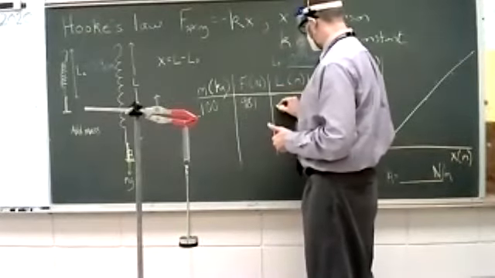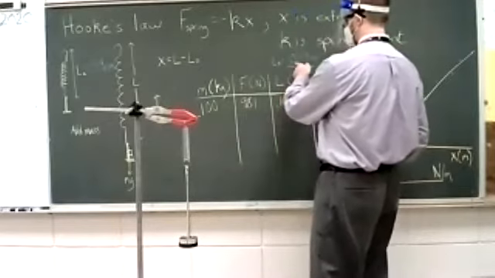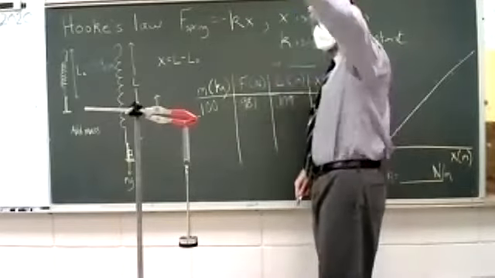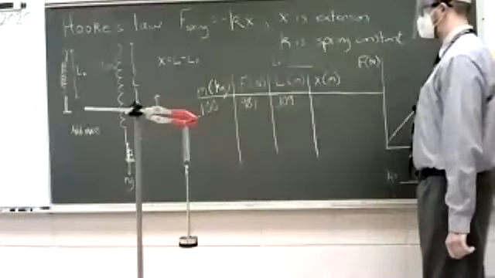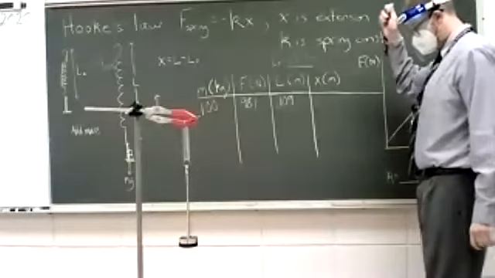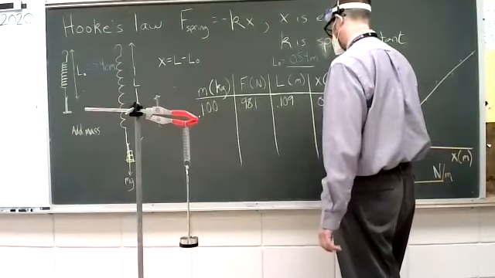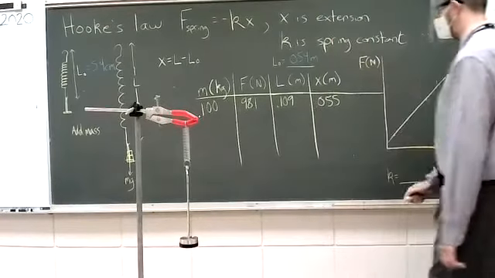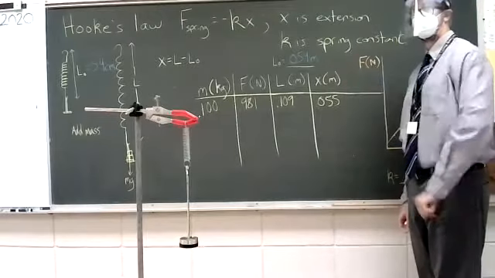10.9 centimeters is 0.109 meters, and 0.109 minus 0.054 must be 0.055. Thank you. Don't leave me hanging. 0.055 meters. So it went 5 centimeters longer there.